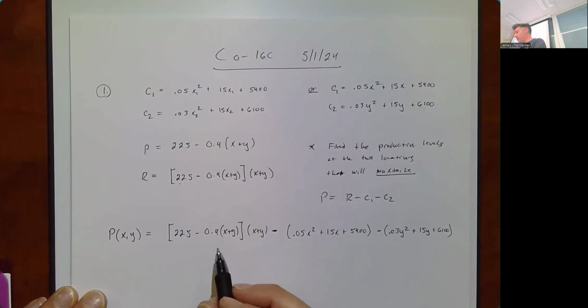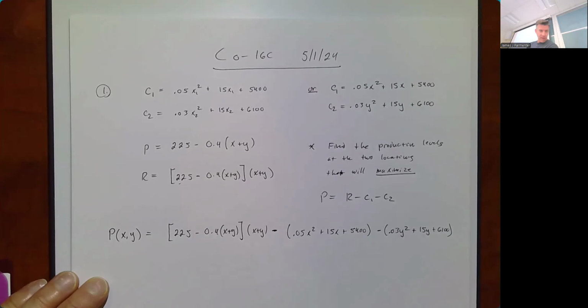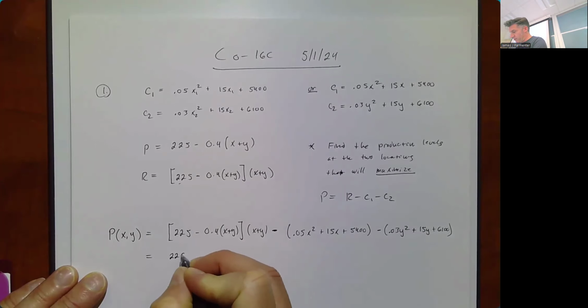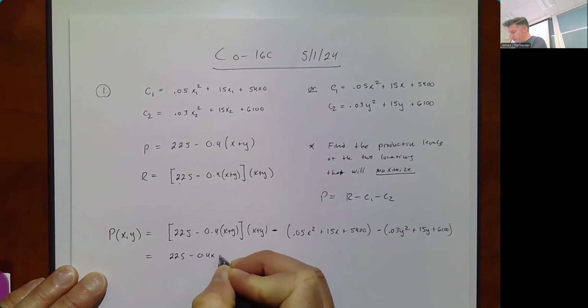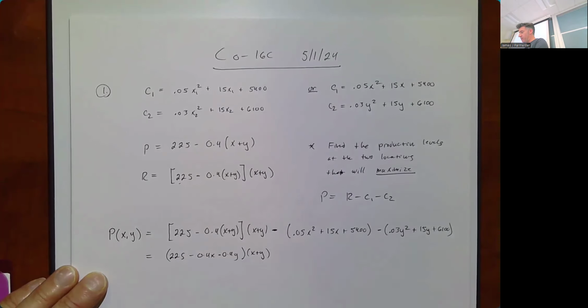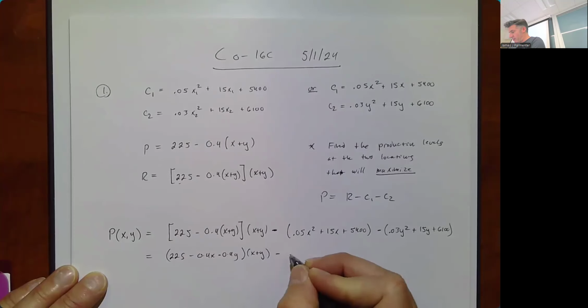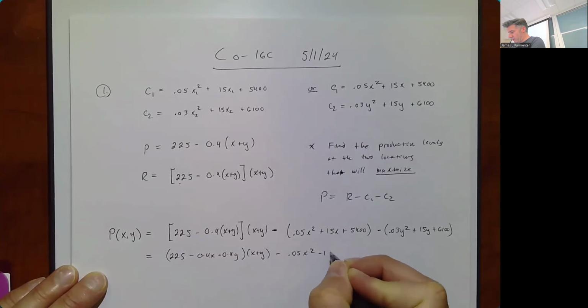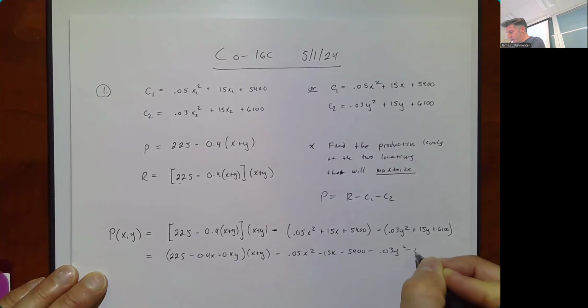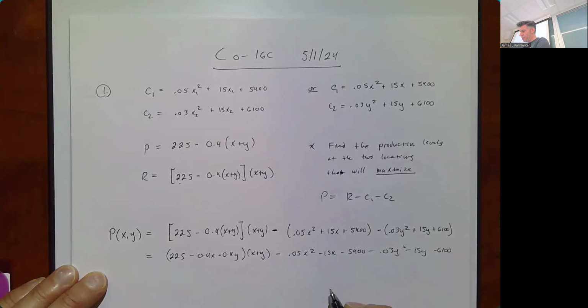Anyway, it's probably worth simplifying this before we try to find the partial derivatives. I'm going to show the work simplifying here. So if I'm simplifying this, I've got 225 minus 0.4x minus 0.4y times (x plus y). I'll FOIL that out in the next step. I'm going to distribute the minus signs and get minus 0.05x squared minus 15x minus 5,400 minus 0.03y squared minus 15y minus 6,100.